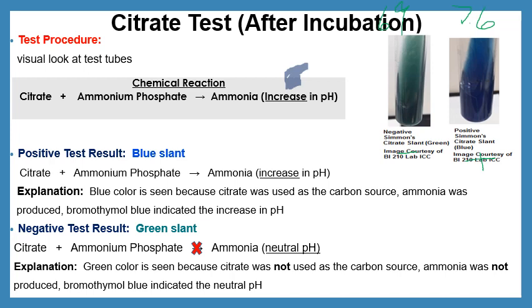A negative result looks like it did before inoculation. In other words, it's unchanged, it's not a different color. So in this case, our bacteria did not utilize citrate. Ammonia was not produced. The pH remained 6.9.